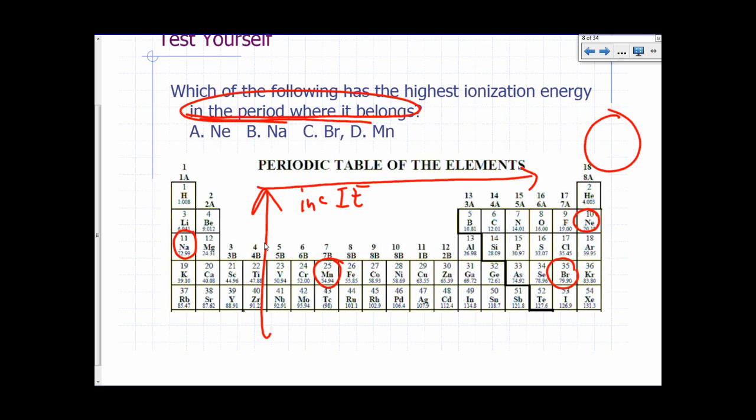That means for every period, okay, in period 1, row 1, helium has the highest ionization energy. In row number 2, neon has the highest ionization energy. In row number 3, argon has the highest ionization energy. In row number 4, krypton has the highest ionization energy. So the answer to this question is neon. Okay?